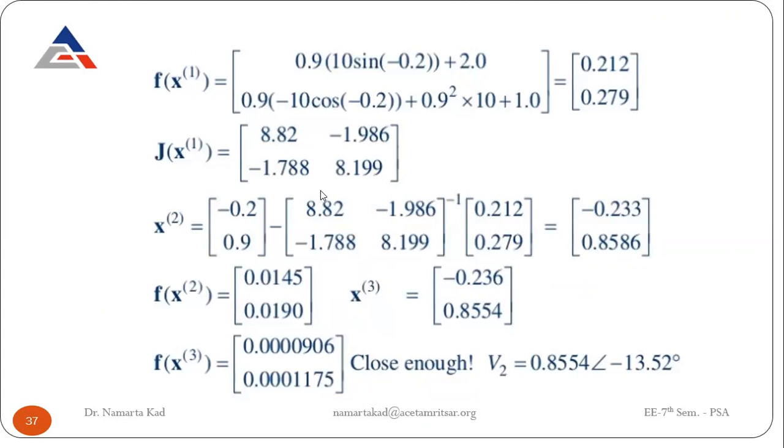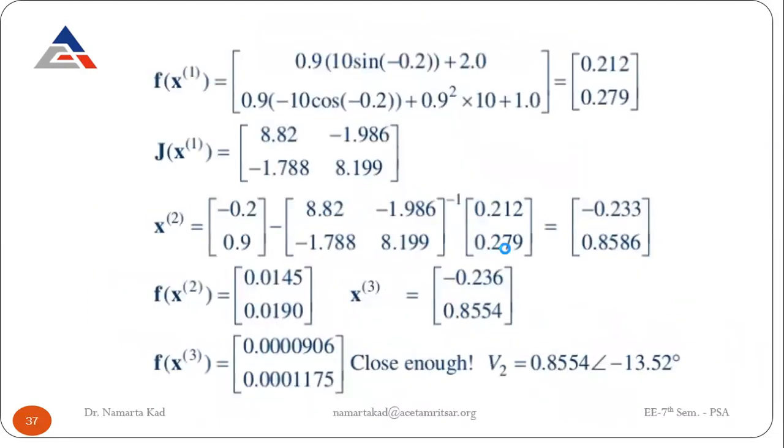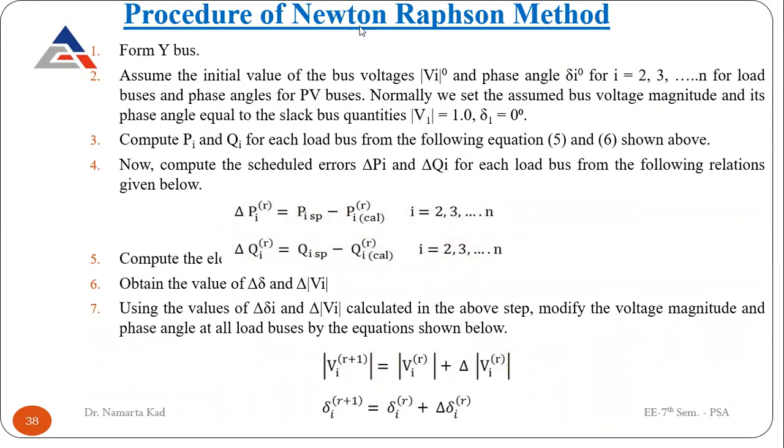But as you see here, lots of steps are involved: firstly to calculate the Jacobian matrix and then to calculate the function values. So that's why a lot of computer memory is involved in the Newton-Raphson method. Now a simple procedure for the Newton-Raphson method.